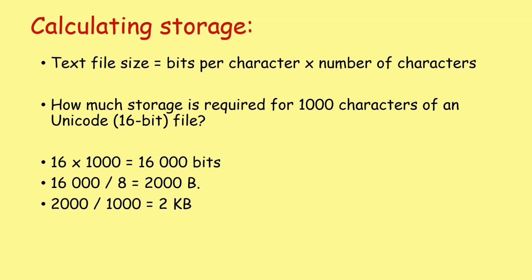16 bits per character, and there are 1,000 characters, so that gives you 16,000 bits. We then need to simplify that. We take that 16,000 and divide it by 8 to give us 2,000 bytes. And we take that 2,000 bytes, divide it by 1,000 to convert it to kilobytes, and gives us a final answer of 2 kilobytes. So again, that's not too difficult. That is something that you could do in your head.